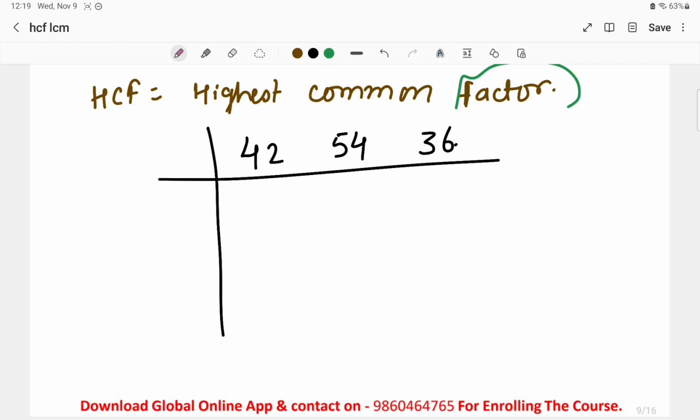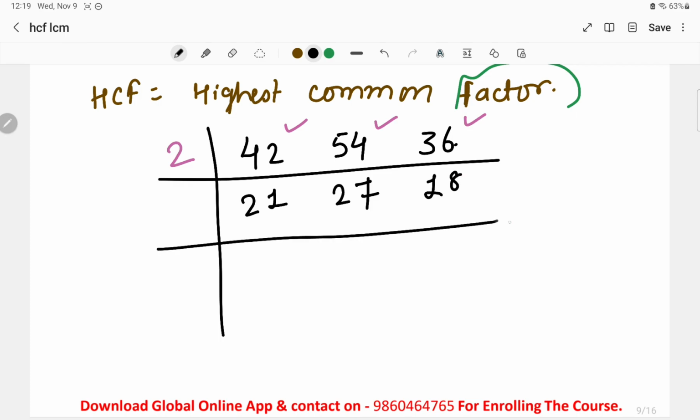If only two numbers are divisible by a single common number, then that is not the HCF. So we have to take one number which can divide all three numbers. If only two are following and the third one is not, we have to stop there. So look here, 42 is divisible by 2, 54 is also divisible by 2, and 36 is also divisible by 2. 2 2s are 4, 2 7s are 14, 2 1s are 2, 2 8s are 16, this is also done. If I take 3 over here, 3 7s are 21, 3 9s are 27, and 3 6s are 18.